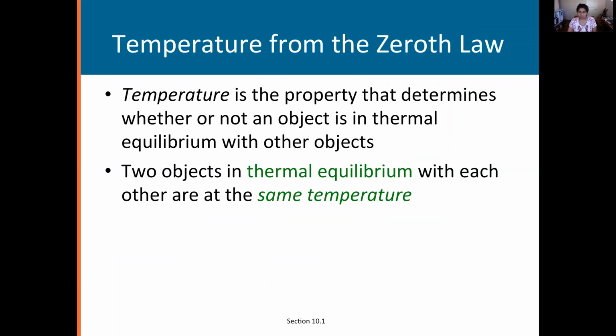So from the zeroth law, temperature is the property that determines whether an object is in thermal equilibrium with other objects. Yeah? If we have thermal equilibrium, there is no heat, there is no exchange of energy. 2 objects in thermal equilibrium with each other are at the same temperature. Okay, so we've understood thermal contact, thermal equilibrium, and temperature.